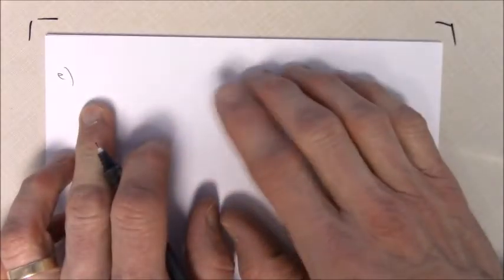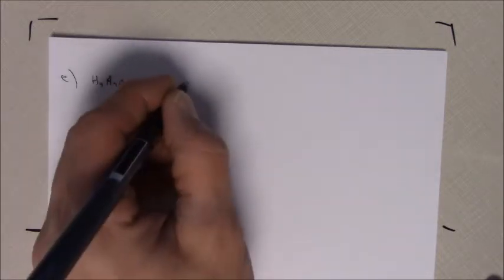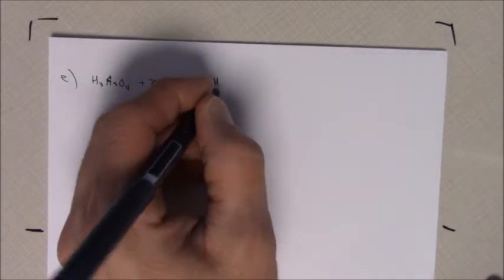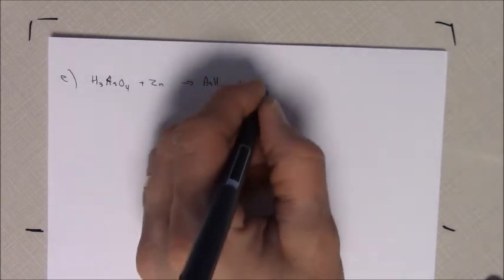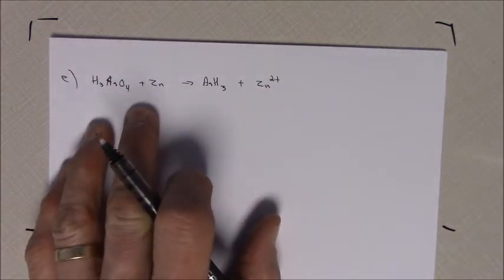We have E. Bring the focus back here. This camera. All right. So you've got H3ASO4 plus zinc. Keep looking at the book. I keep losing my spot. I don't know what I'm looking at. Zinc 2 plus. So is that right, Mike? What the heck?